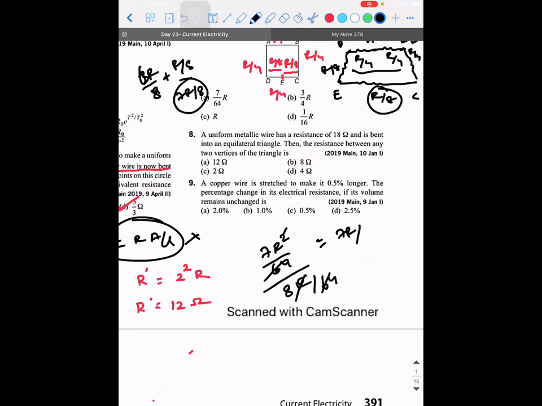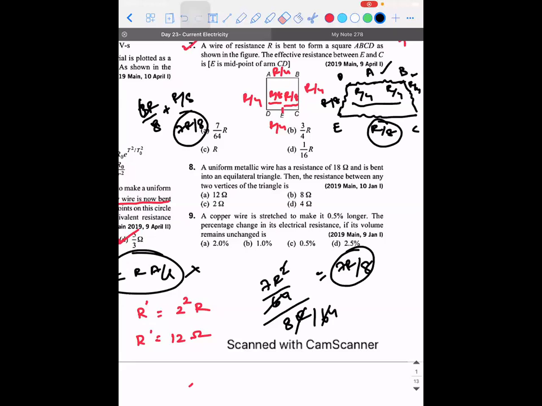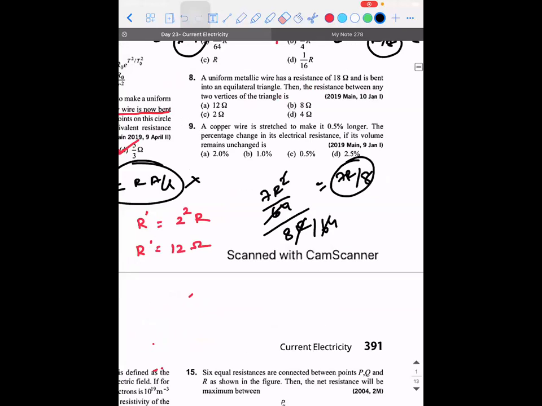Guys, did you understand what I did? R by 4, R by 4, R by 2, R by 2 plus R by 4 is 3R by 4, 3R by 4 plus R by 8, 7R by 8. 7R by 8 and R by 8 are in parallel. So 7R by 8 into R by 8 divided by 8R by 8. Check. Sorry, it was my mistake. 7R by 64.